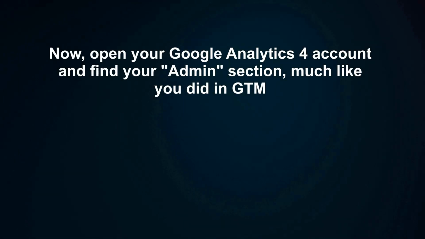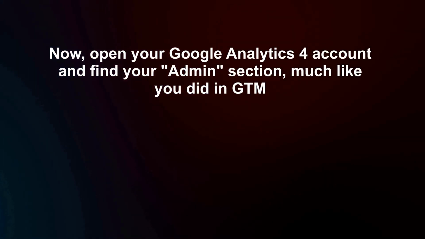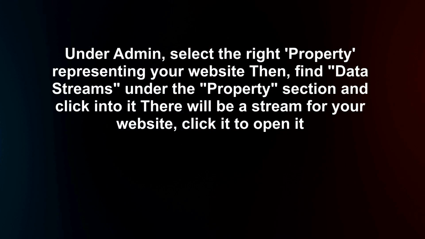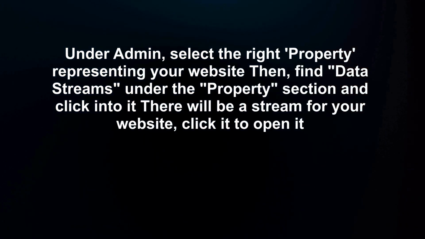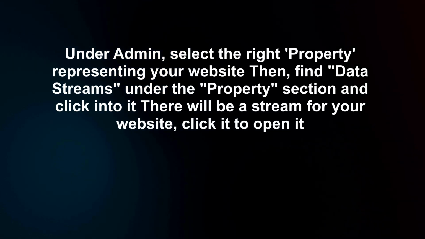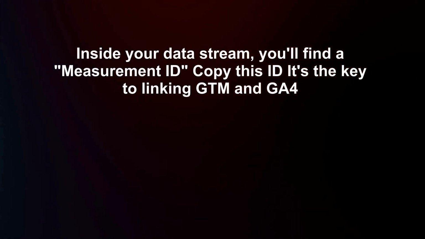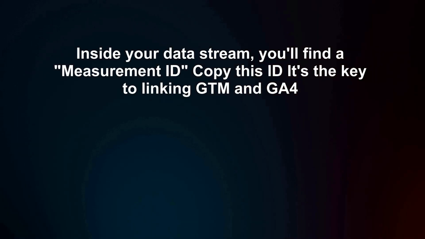Now, open your Google Analytics 4 account and find your admin section, much like you did in GTM. Under admin, select the right property representing your website. Then, find data streams under the property section and click into it. There will be a stream for your website. Click it to open it. Inside your data stream, you'll find a measurement ID. Copy this ID. It's the key to linking GTM and GA4.